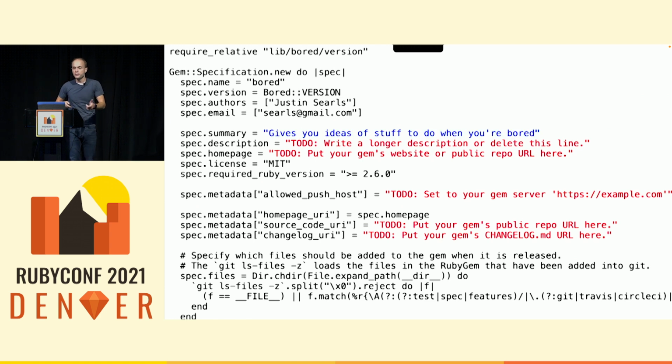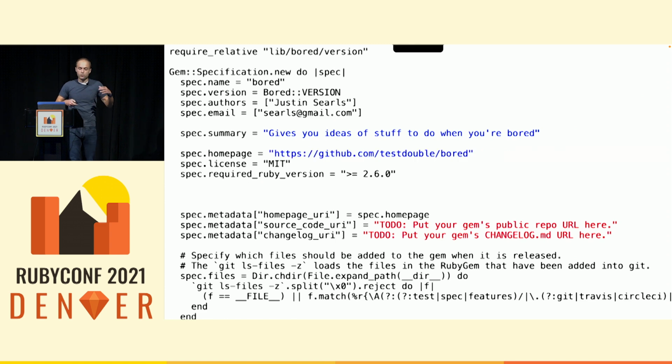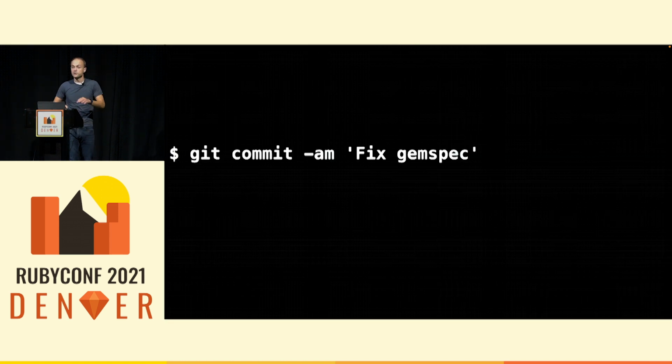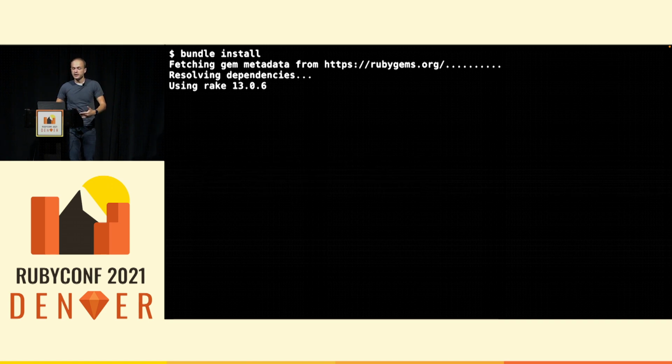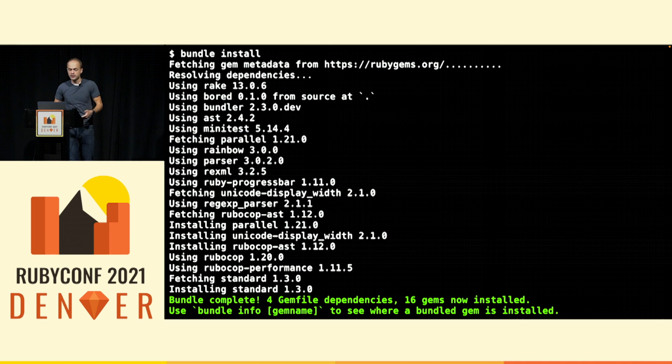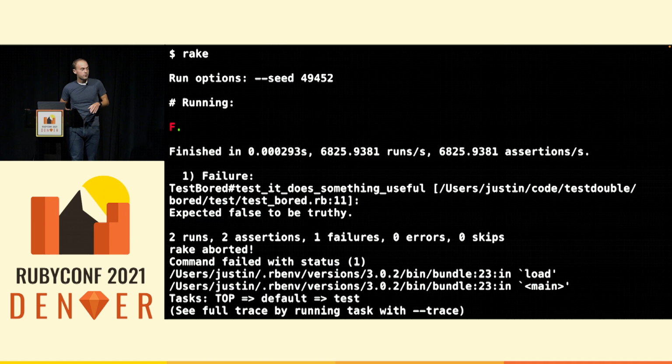So we're going to write a description. We don't need that second description. We're going to put in the home page as just the GitHub page. We don't need that thing. We can set that, and we can set the source code URL and then the changelog URL. And now we've gotten all these to-dos done, so we can commit that we fixed the gemspec. And there we go. We can run bundle install again, and that's now going to bundle and install everything cleanly. So that's great. Now we can run rake, and that's going to run our tests and lint. And you can see that the test failed, and here's the default test board.